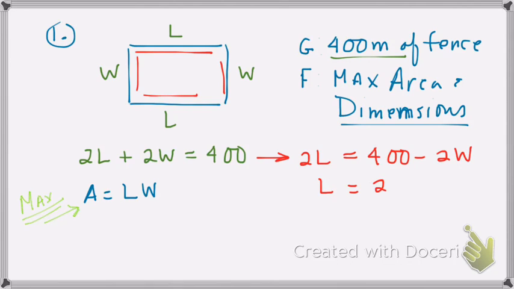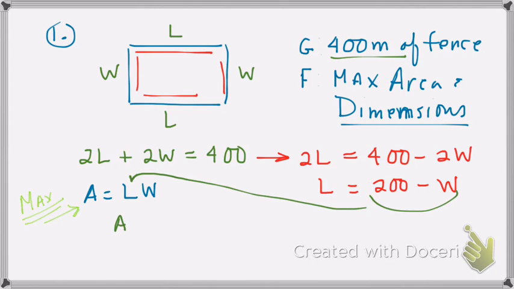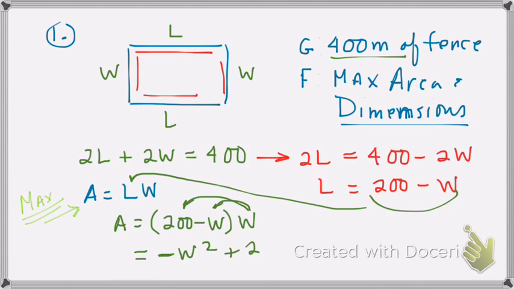I divide by 2 here. That's what L is equal to. And I'm going to take that and substitute it in for L in the area equation. And that would yield the following result as I substitute in. Area equals, here comes that substitution, L is now 200 minus W, times W. So this equation I can simplify just a little bit. I'm going to distribute that W, or rearrange my terms. W times W is W squared, but it's going to be negative, plus 200W.